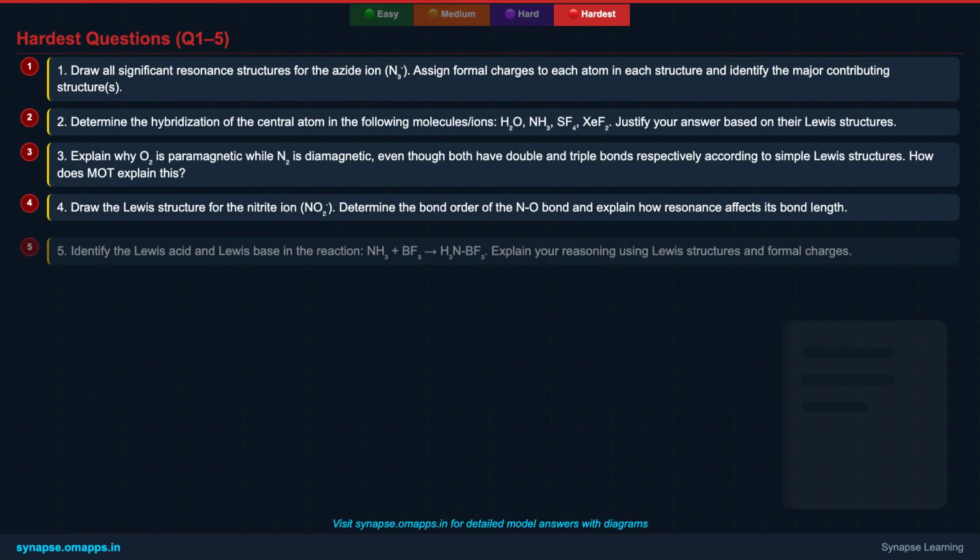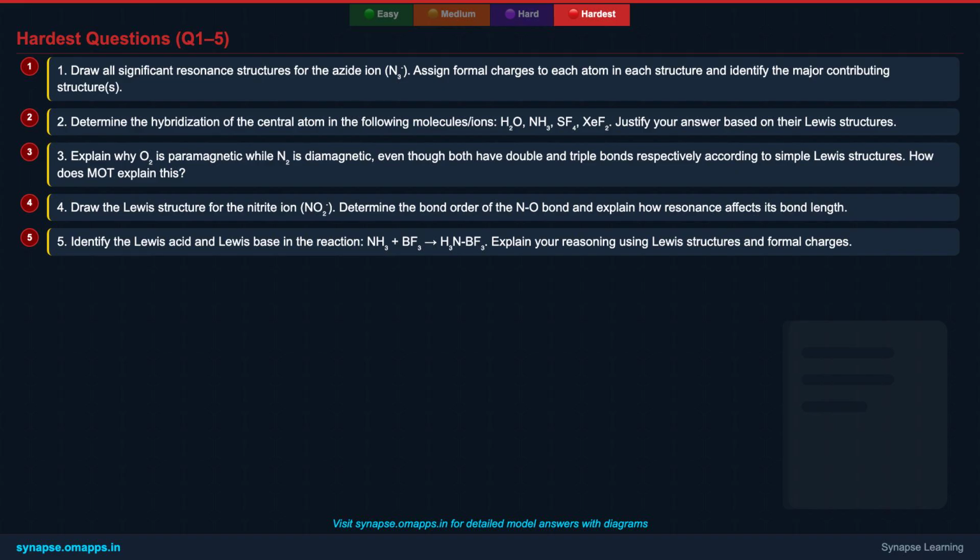Alright, it's time for the ultimate test of your understanding. For the first 5 questions, you'll tackle advanced concepts. Draw resonance structures for the azide ion and identify the major contributors. Determine the hybridization of central atoms in various species. Explain the magnetic properties of oxygen and nitrogen using MOT. Analyze the nitride ion's bond order and resonance effects. And finally, identify the Lewis acid and base in a given reaction. These questions demand a thorough grasp of all the concepts we've covered.